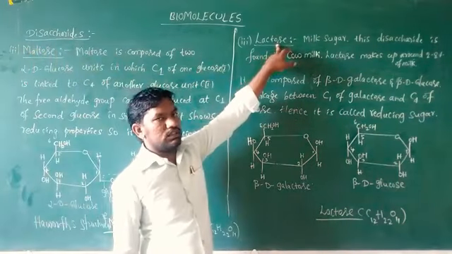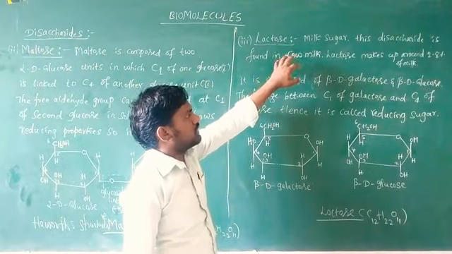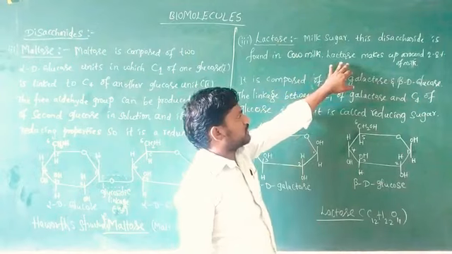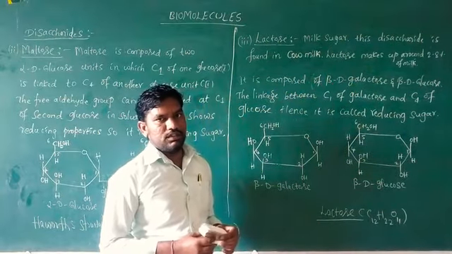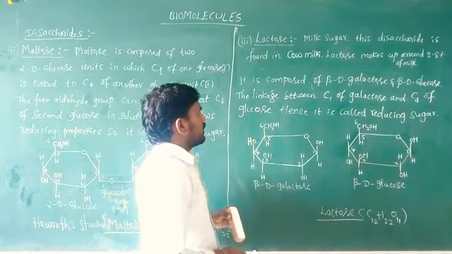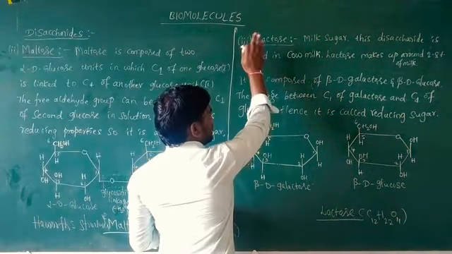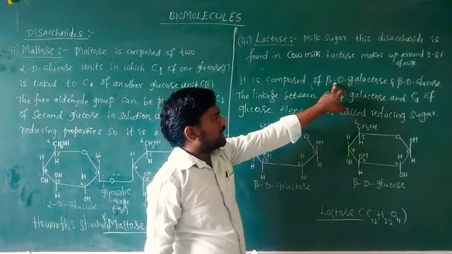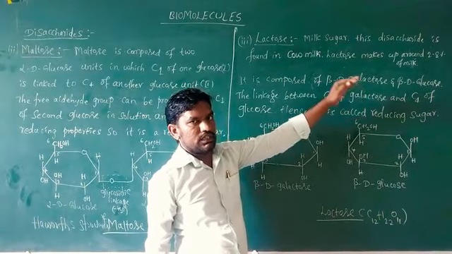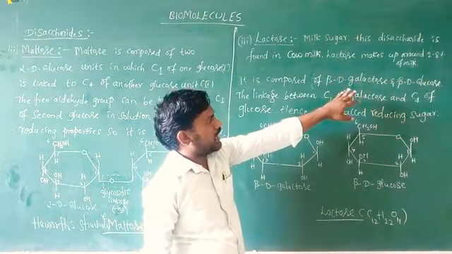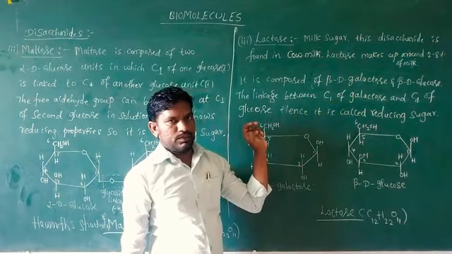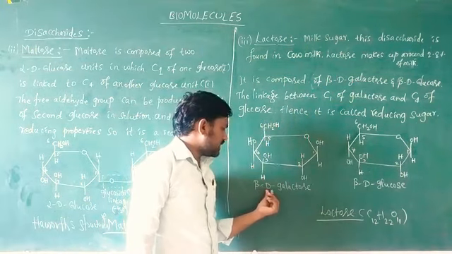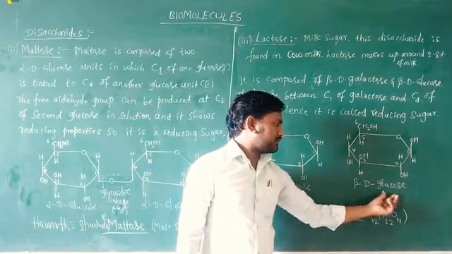Lactose is called milk sugar because this disaccharide is found especially in cow's milk, where lactose makes up around 2 to 8% of the milk. Lactose is a disaccharide derived from beta-D-galactose, one monosaccharide, and beta-D-glucose.